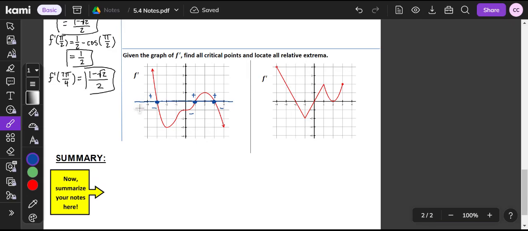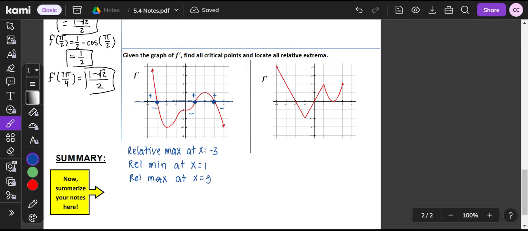Okay, so for this first one, I went from going up to down. That means I have a relative max at x equals -3. Okay, and then for this one, I went from going down to up, negative to positive. So I have a relative minimum at x equals 1. And then here we go from up to down, increasing to decreasing. This is another maximum. And this is at x equals 3.